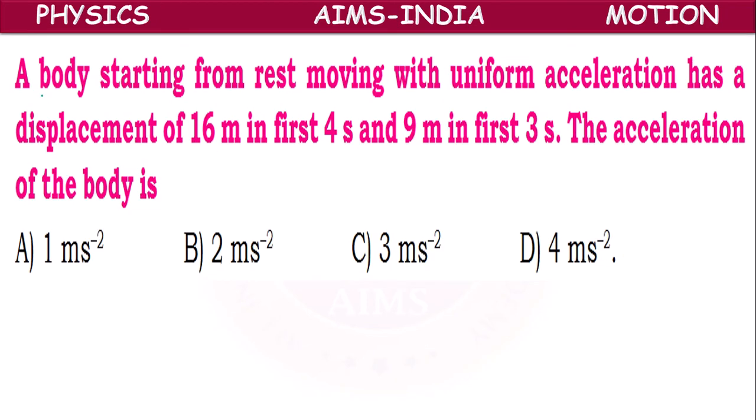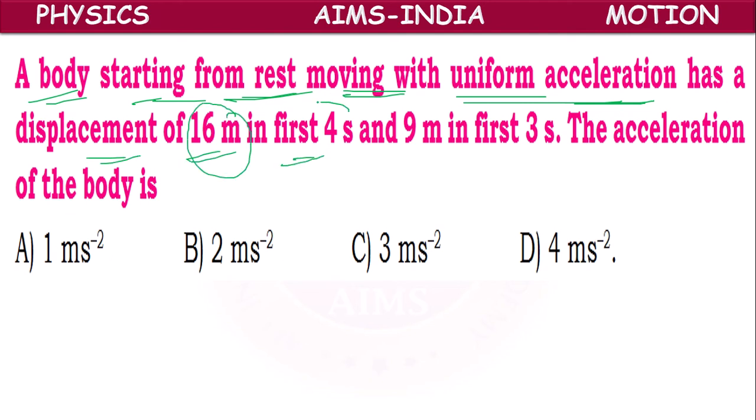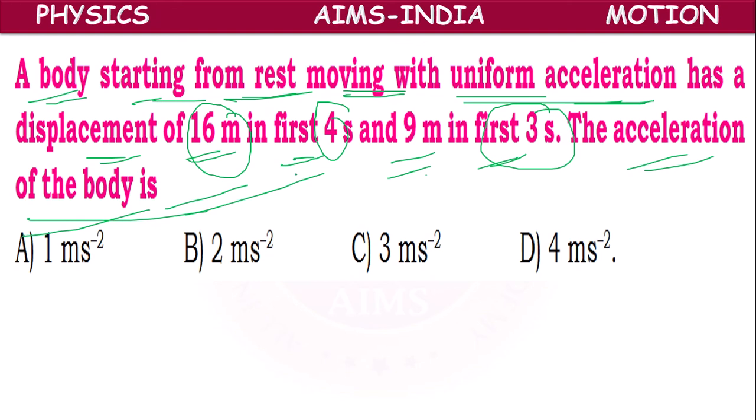Next one. A body starting from rest, moving with uniform acceleration, has a displacement of 16 meters in the first 4 seconds and 9 meters in the first 3 seconds. The acceleration of the body is how much? It has covered a displacement of 16 meters in the first 4 seconds, 9 meters in 3 seconds. What is the acceleration of the body?